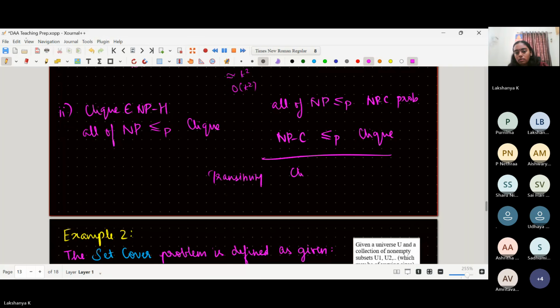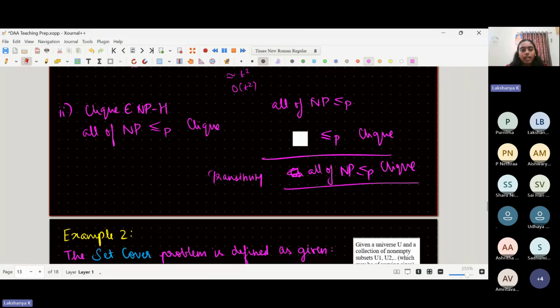all of NP is going to be reducible to clique, which means clique is NP hard, which means it is NP intersection NP hard, which is NP complete. So that is exactly what we did in part A. The NP complete problem we have taken up is independent set. Independent set is known to be NP complete. This part is given to us.